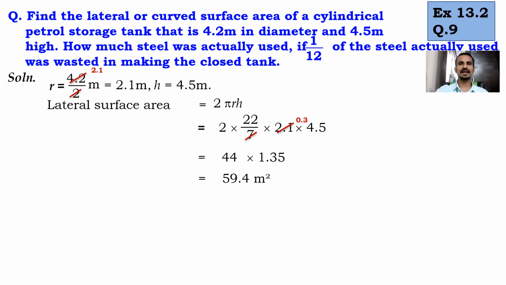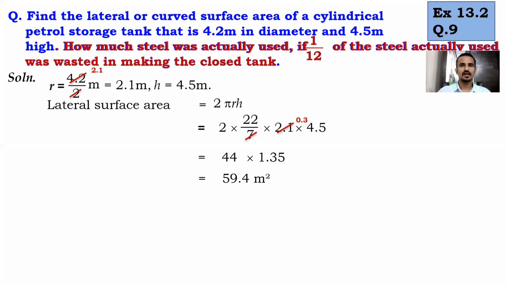So this is the lateral surface area of the cylindrical tank. Write down this first part. Lateral surface area is 59.4 meters square. That's the first part. Okay, so this is the lateral surface area.